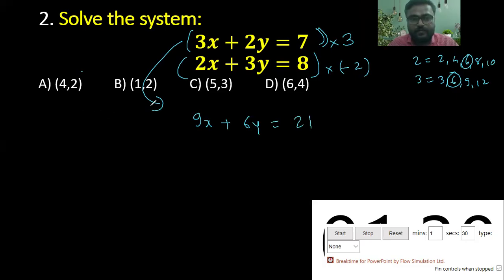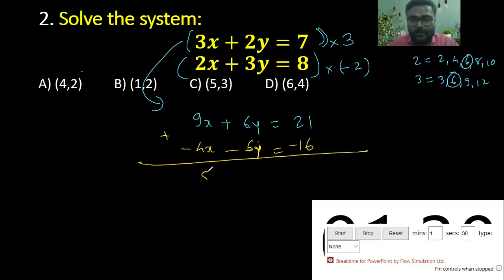And here I am just multiplying it with -2. This will become -4x minus negative 6y is equal to 25 times -2, which is -16. Just add it up, guys. So what do we have? 5x. The y terms will get cancelled out. Equals 5. Divide both sides by 5. x is equal to 1.